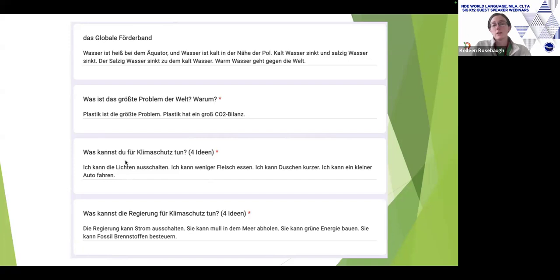And then they have ideas of what you can do about climate and what other people, such as the government, could do. It's like, I can turn off my lights. I can eat less meat. I can take shorter showers. I can drive a smaller car. For the government, they can turn off the electricity, which feels a bit extreme. They can get trash out of the oceans. They can build more green energy things. And they can tax fossil fuels. Those were the suggestions from this particular student. A lot of them will come up with, usually, one or two kind of silly ideas, and then a couple that would actually be serious.